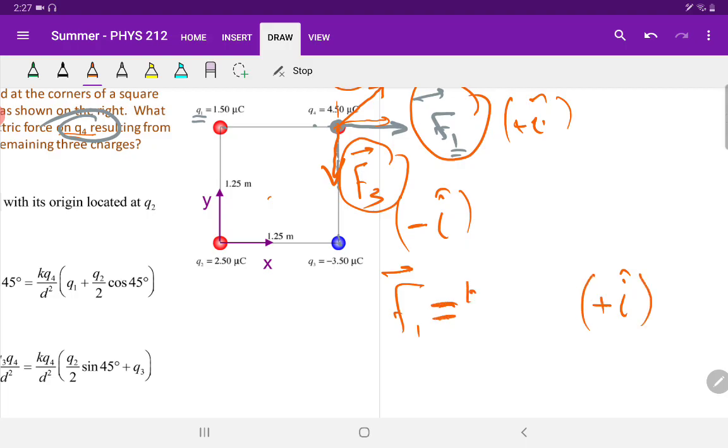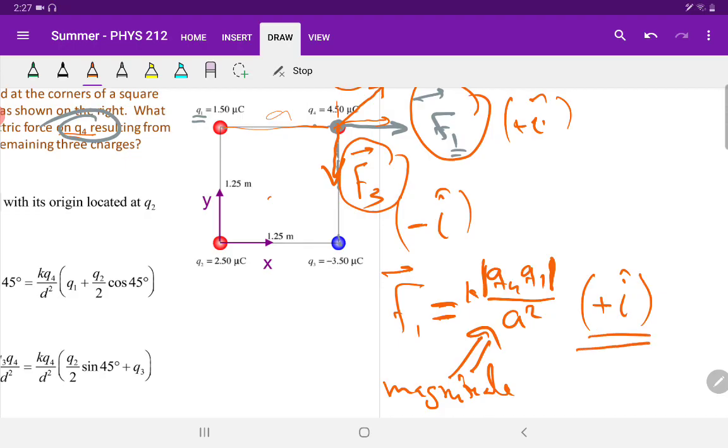Now, what's the magnitude in this case? That's the point here. It will be k Q4 Q1 divided by a squared. What's a? In this case, that's the distance a. Again here, I don't care about the sign of the charge. In this case, I only care about the magnitude.